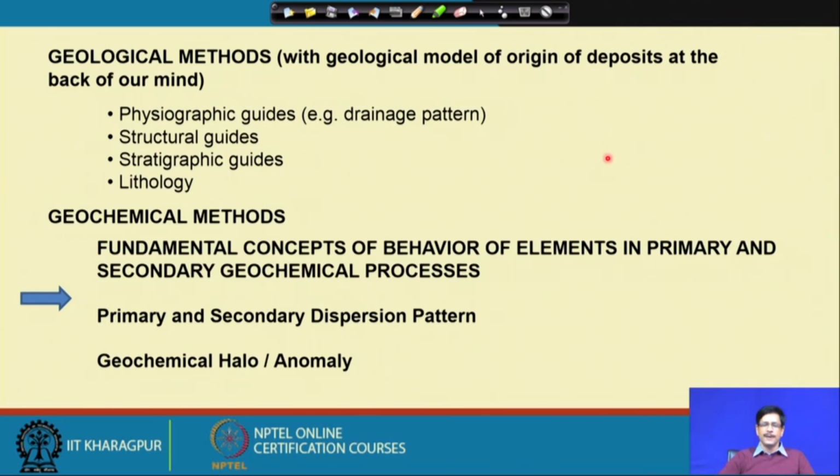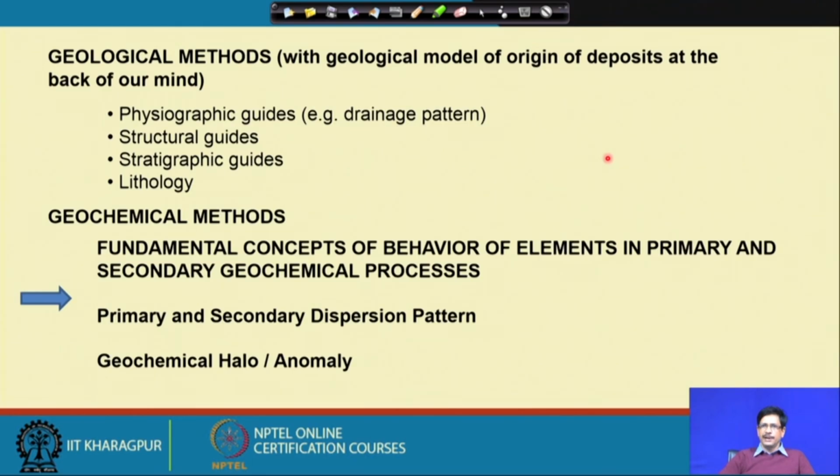So, when we talk about a magmatic melt being generated, the incompatible elements get more enriched in that particular melt. That melt crystallizes to form a rock, giving rise to a hydrothermal system, and the elements get fractionated. This is essentially the concept of a primary geochemical process, or primary dispersion.